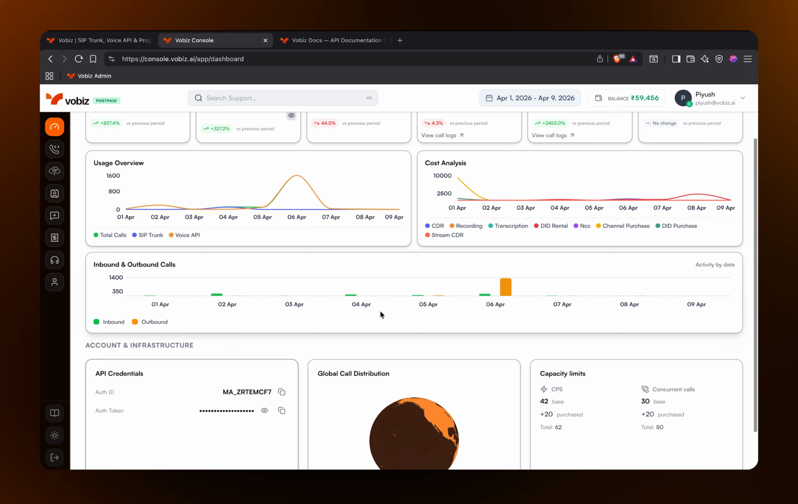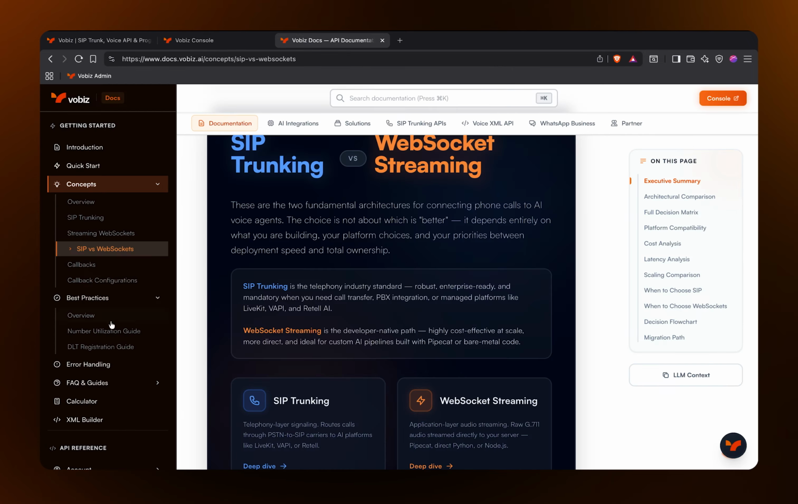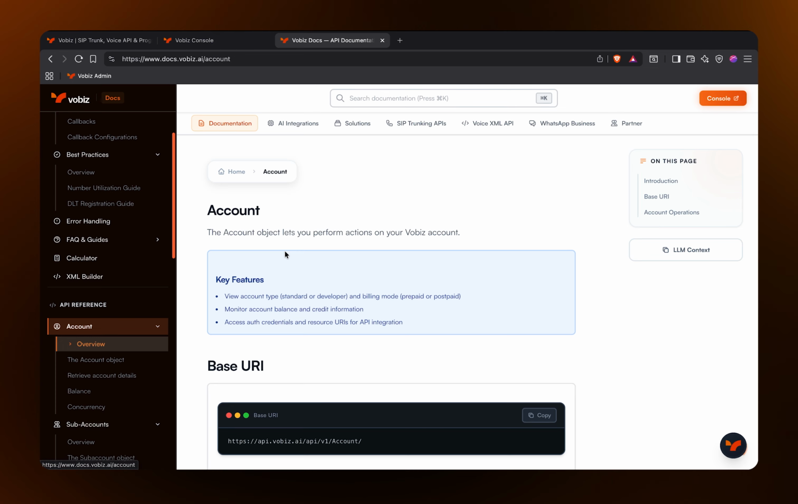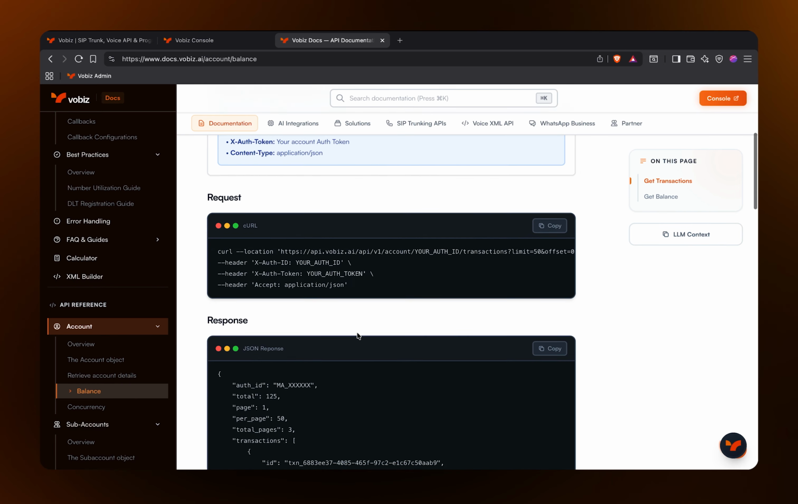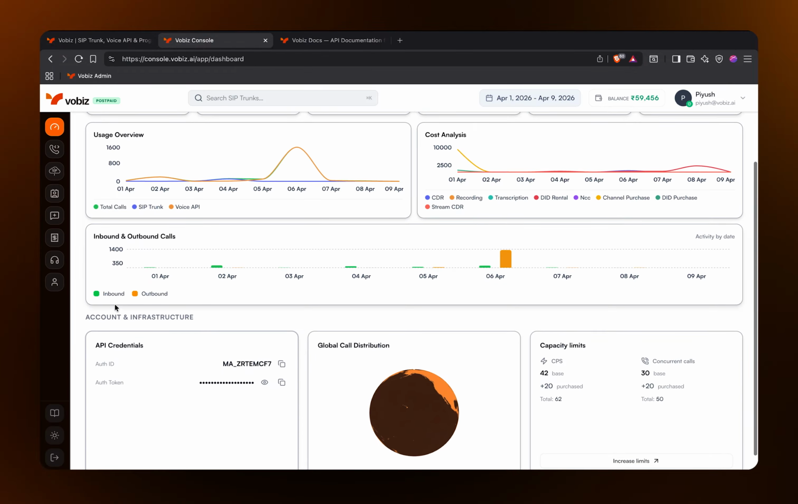And if you go to the documentation and you try to use our APIs, you try to use any of the APIs, right? In the header section of our curl, you can see we are using Auth ID and Auth Token. So where do I get these Auth ID and Auth Token? You have it in the account infrastructure, right?